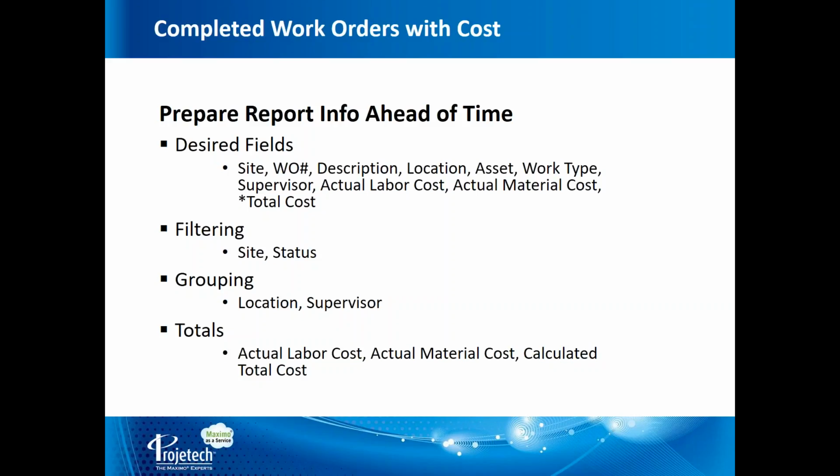Today we're actually going to create a report that's going to show completed work orders with costing information. I've just listed a few fields that we're going to put onto this report. We're going to want the site, the work order number, the description, the location, the asset, the work type, the supervisor, and then we're going to pull in our cost. That's going to be actual labor and actual material cost. I have a star by total cost because we are going to use the new calculation abilities in 7.6 to make a total cost field using actual labor and actual material. We'll do a little bit of grouping, and we'll do a little bit of filtering in the list tab before we run the report as well.